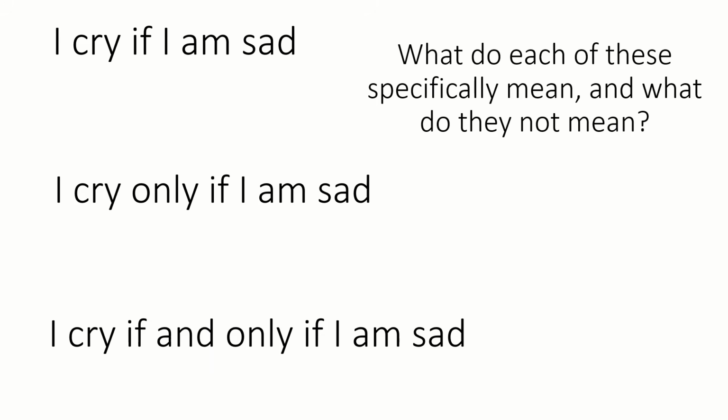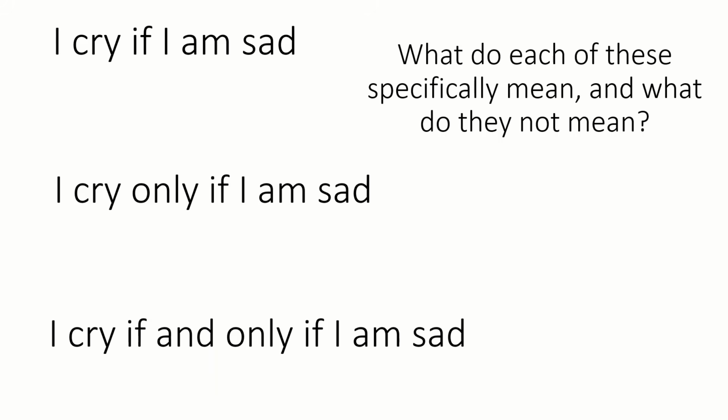Let's look at these three statements. I cry if I am sad, I cry only if I am sad, and I cry if and only if I'm sad. You should probably pause the video here and take a few minutes to think about what these statements specifically mean, and what they do not mean. A lot of the time when we talk colloquially in English, we use these things interchangeably or don't really notice the difference. But the whole point of this video is that in maths talk, these things have very specific meanings, and some of them mean very specific things and don't mean other things, and likewise for the others.